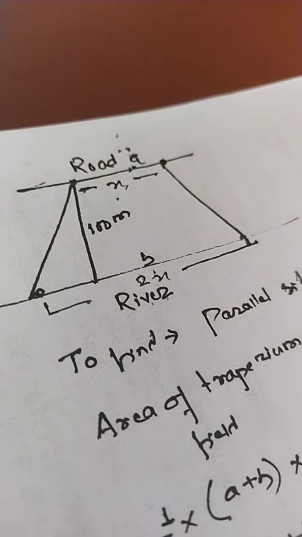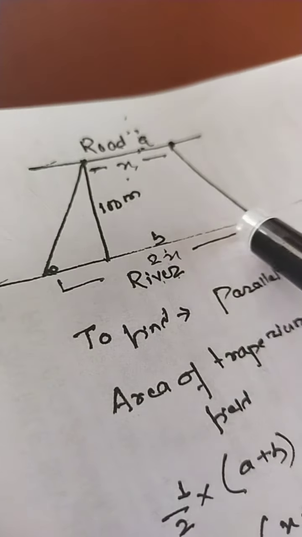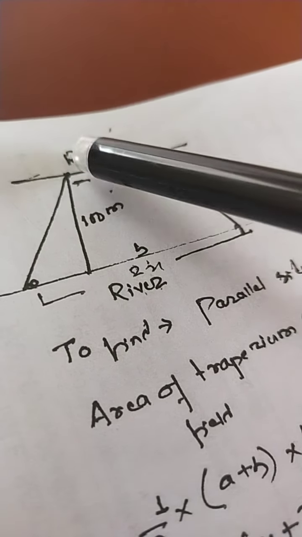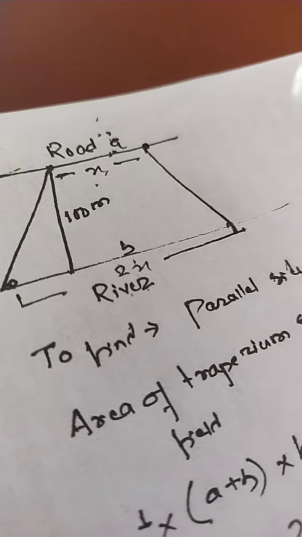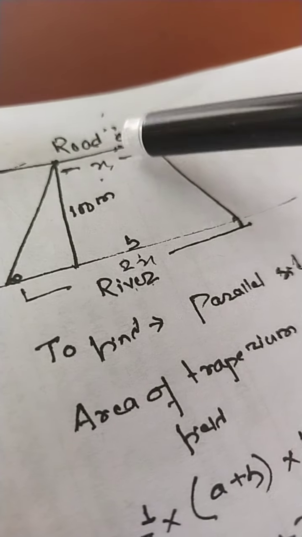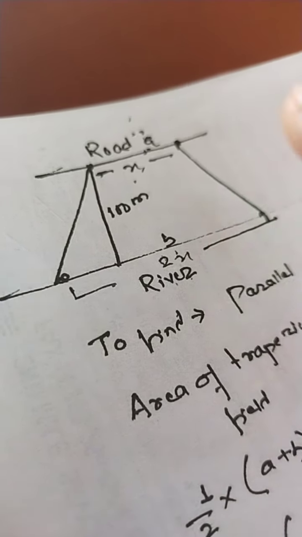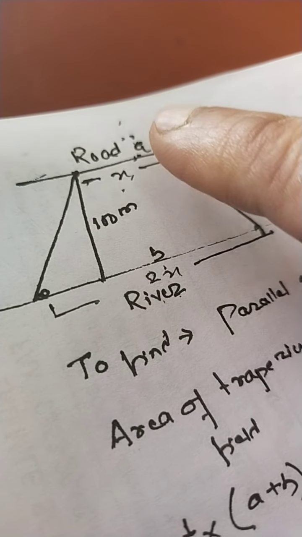Now we are not aware of these two sides, the side which is along the river and the side which is along the road. These two parallel sides are unknown to us. So what is the relation that has been shown? The side which is along the river is twice the side which is towards the roadside.